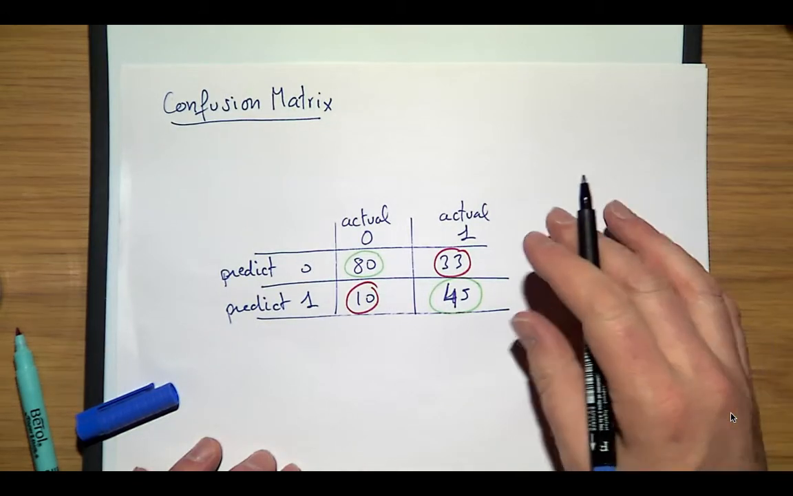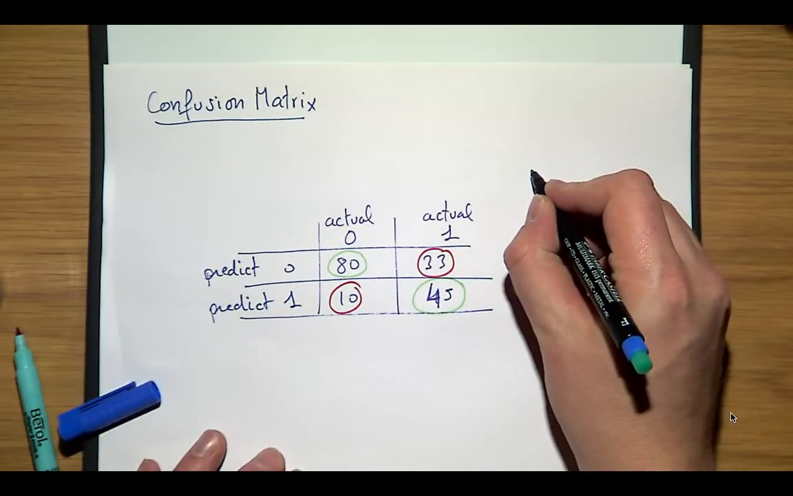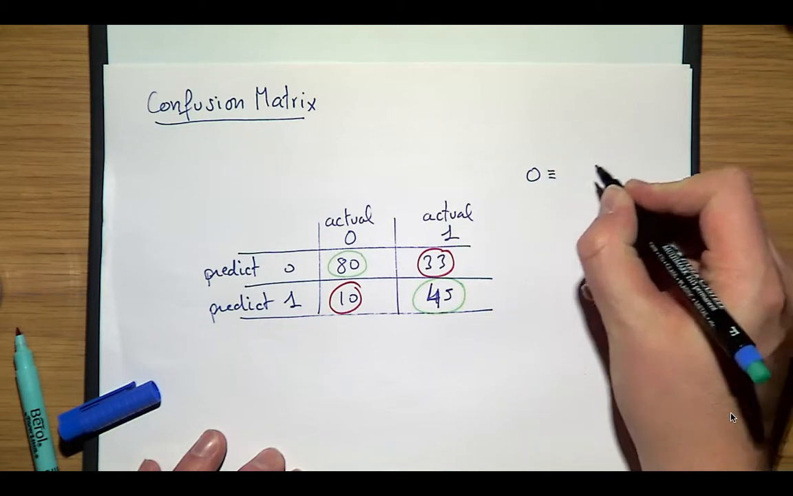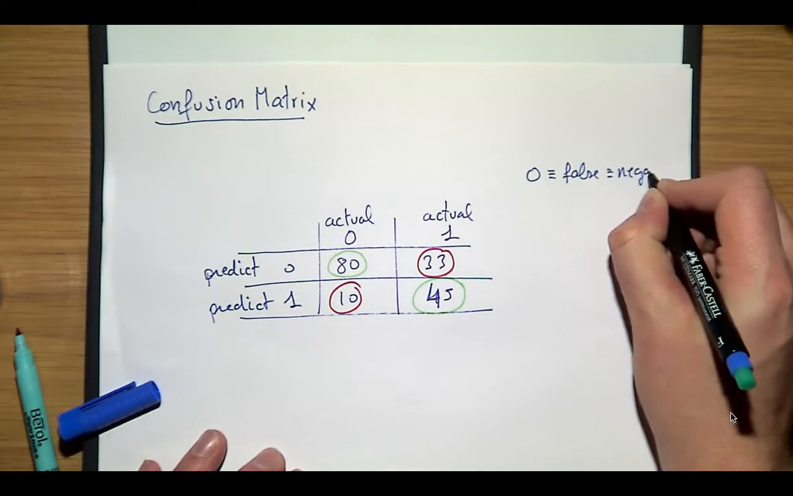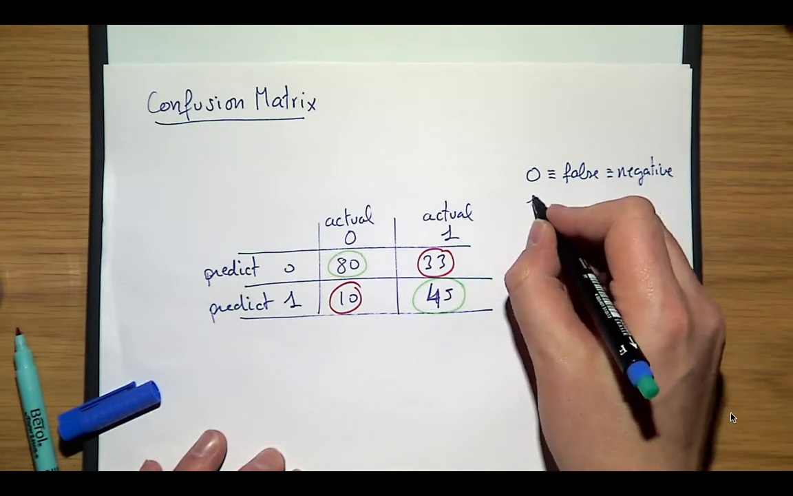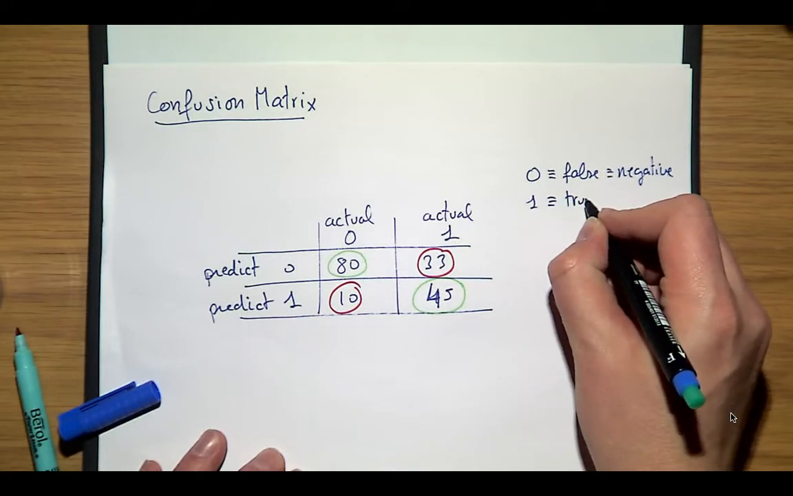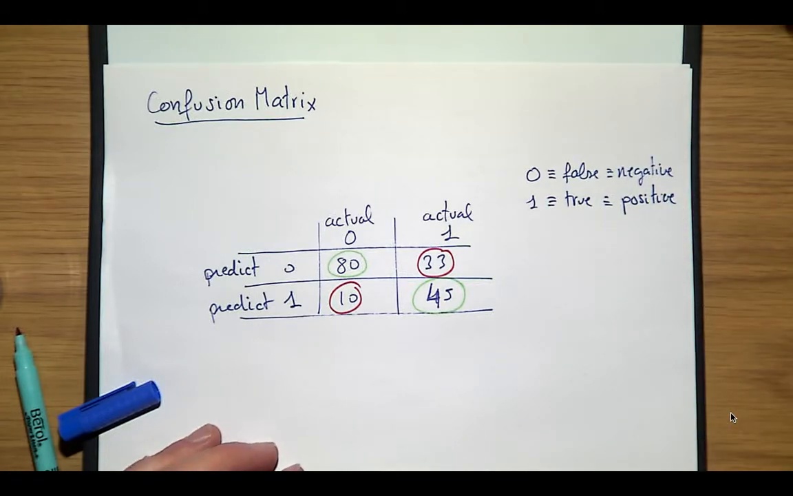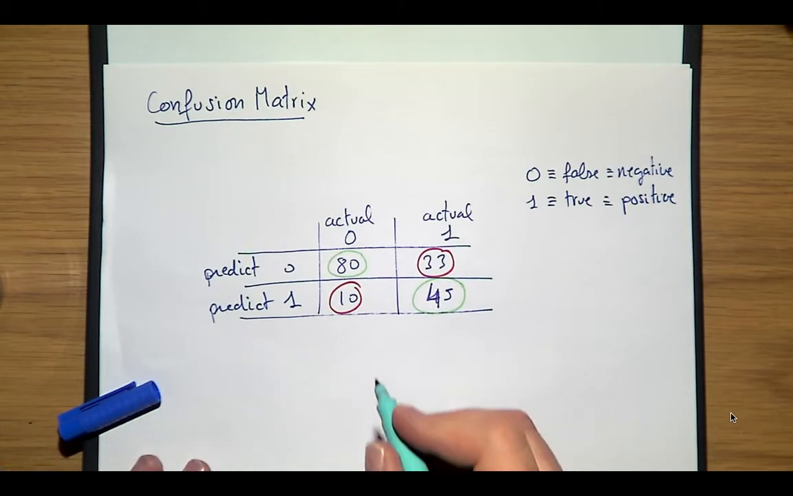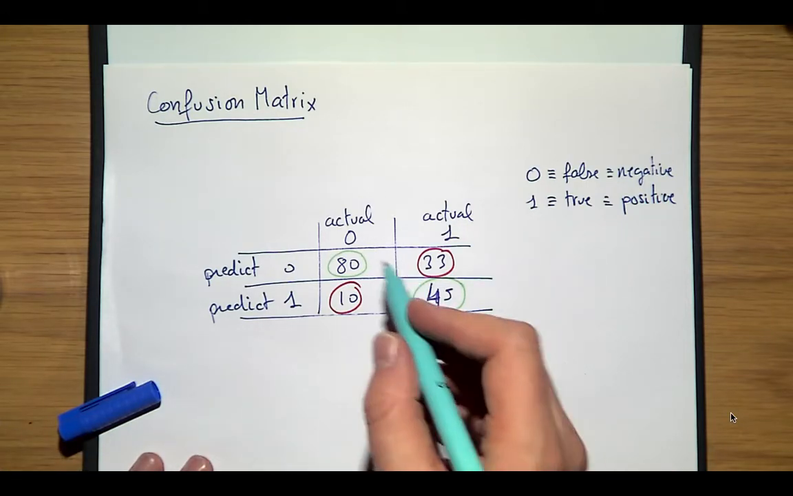Remember, there are different names for the classes. Usually 0 you can say is false, or you could say it's negative. And 1 usually would be true or positive. So when you talk about a binary classifier, I might use the word negative or positive, and negative just means 0, and positive means 1. With this in mind, let's look at the one that works.